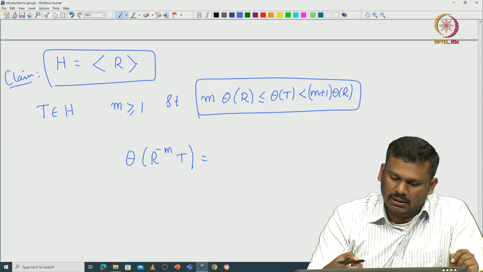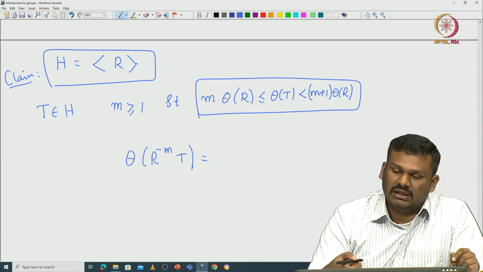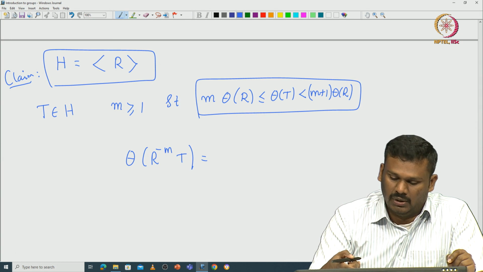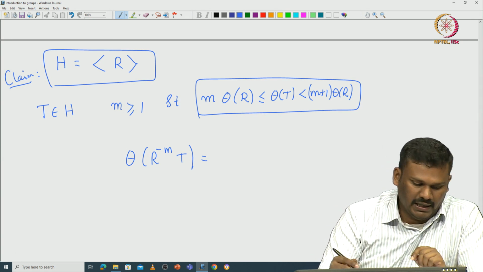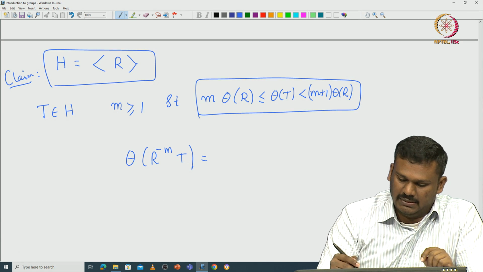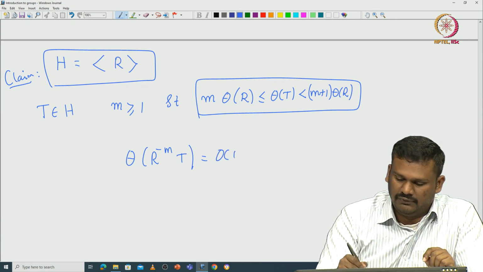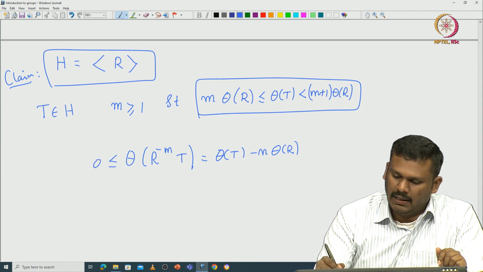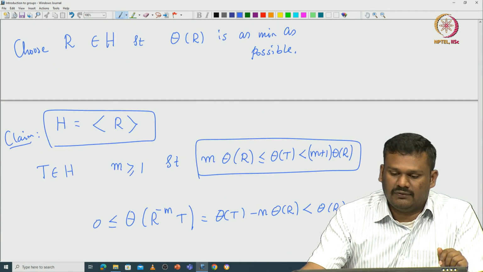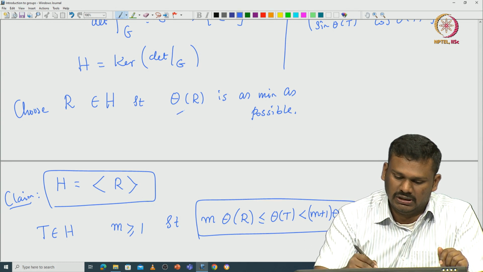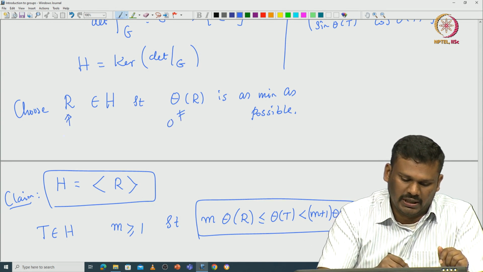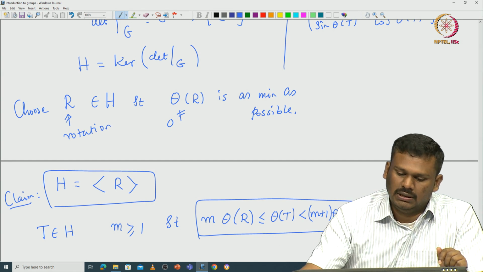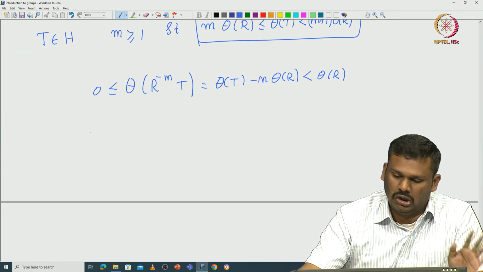So, if theta of r is the angle for r, then minus theta of r will be the angle for r power minus 1. Then r power minus m will have angle minus m times theta of r. So the angle of this will be theta of t minus m times theta of r. But note that this is going to be greater than or equal to 0 and strictly less than theta of r. But theta of r is the minimal possible angle. So this is the non-zero angle because this corresponds to your rotation. Choose a rotation that has this minimum angle. So that must be a non-identity map.